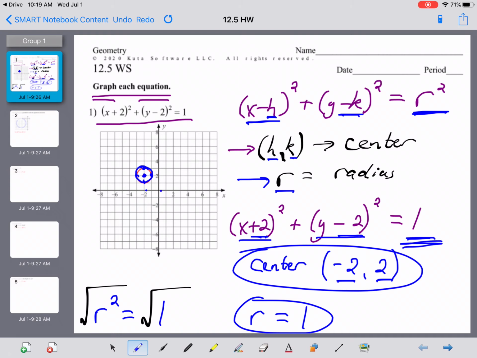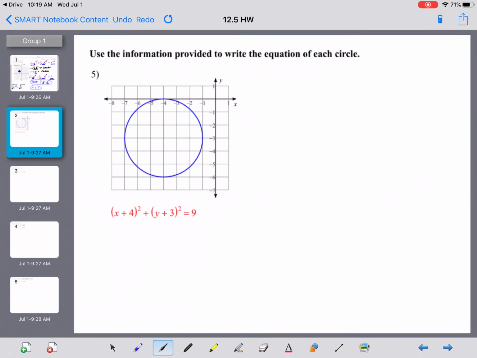Now don't be fooled. In this case, this number was a 1 and the radius was 1. They won't usually be the same. For example, if this number over here was a 49, the radius wouldn't be 49. The radius would be the square root of that number. Your radius would end up being 7. So the radius is always the square root of this number. It just so happened that in this one case, the square root of 1 ended up being 1, and so this one time they were the same, but usually they won't be. Okay, 2, 3, and 4 are very, very similar. Let's take a look at number 5.